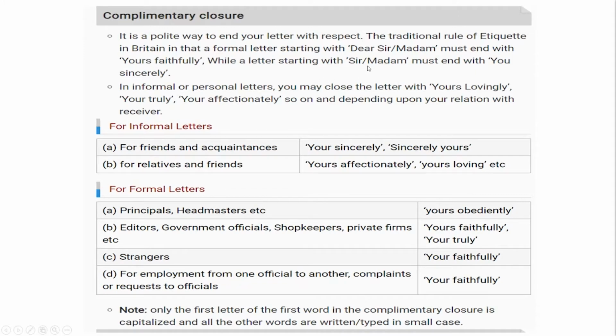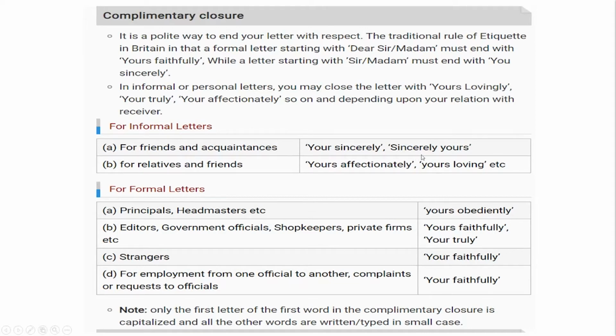If you write Dear Sir in the salutation, you have to write Yours faithfully. And if you write Sir or Madam in the salutation, you have to write Sincerely in the concluding line, right? But in informal letters or personal letters, you may close the letter with Yours lovingly, or Yours truly, or Yours affectionately, right? So that is based on your relation with your receiver, right? Okay. So for informal letters, in the chart you can know in detail how to write.